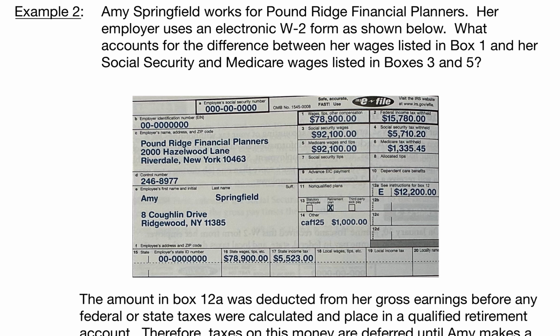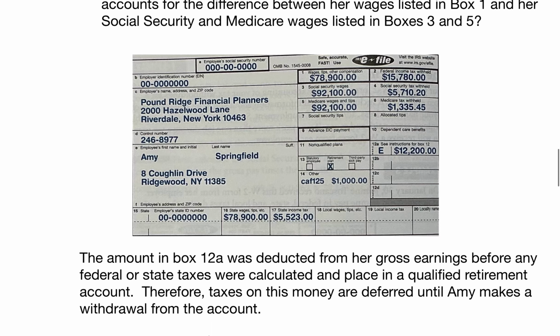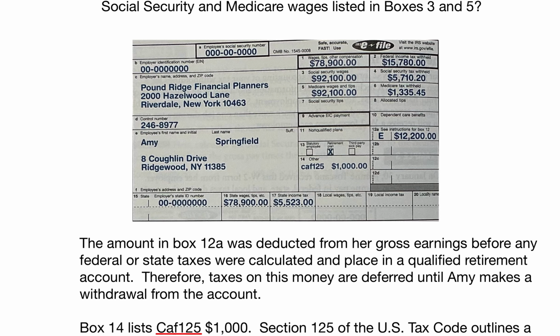Okay, so in the previous example, all these 3 numbers were exactly the same, and in this particular example, we're seeing a difference. And the question is, why is there a difference? Okay, so the amount in box 12A right here, where you see a letter E and 12,200, is the amount that was deducted from her gross earnings of $92,100 before any federal or state taxes were calculated, because this is what was being pulled out to put in a qualified retirement account.